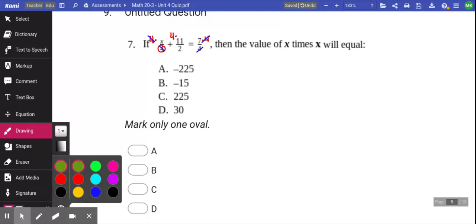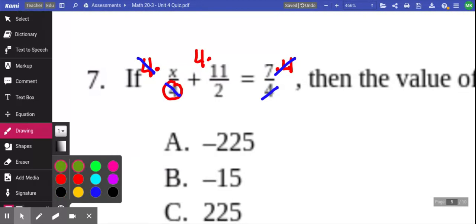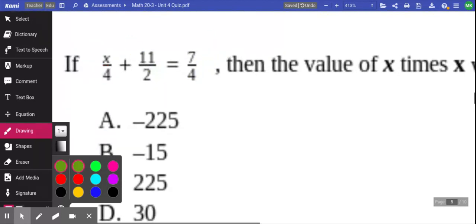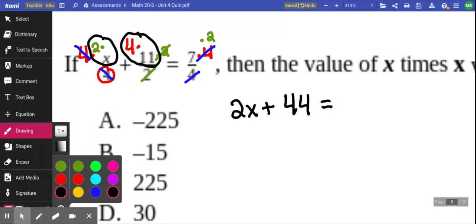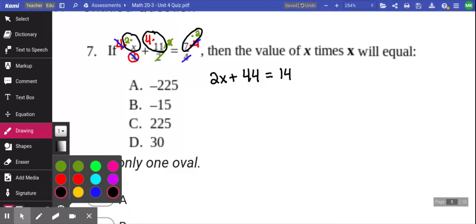So I have this 2 on the bottom. I need to get rid of that 2 on the bottom by multiplying everything by 2 now. These 2's will cancel, but the other ones won't. So I should have something like this. I should have 2x from right here, plus 4 times 11 is 44. That's from right here. Equals 7 times 2, which is 14. So when you have fractions, you get rid of the fractions by multiplying everything by whatever's on the bottom.